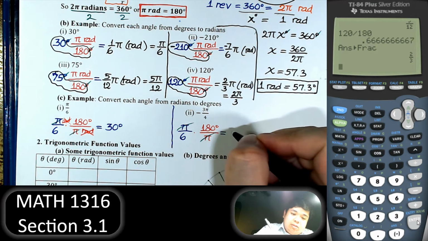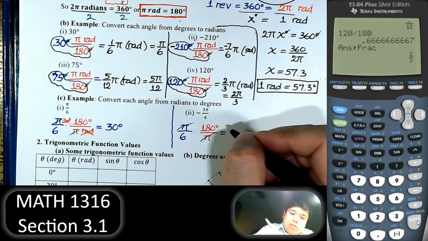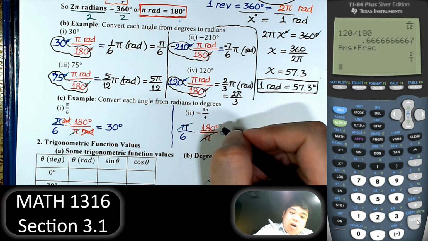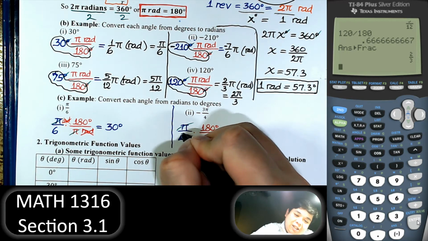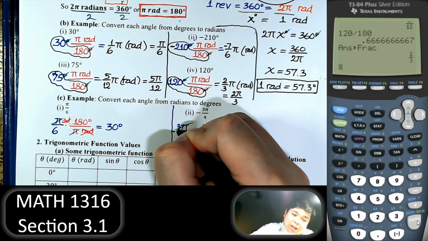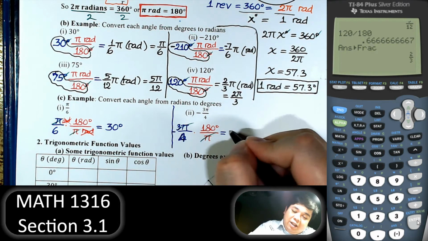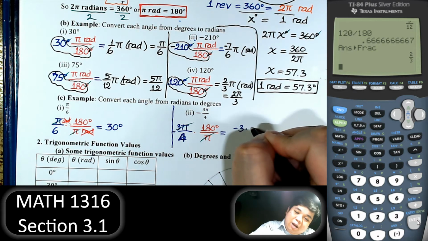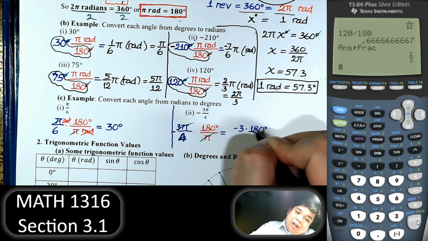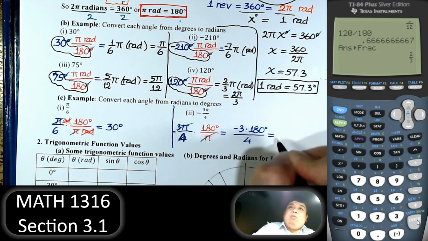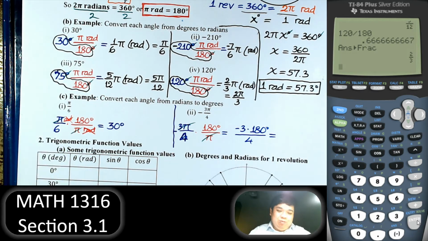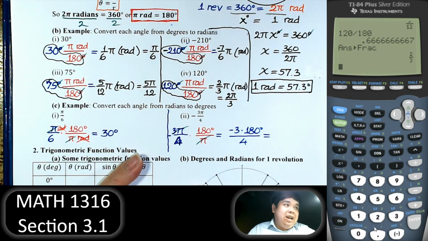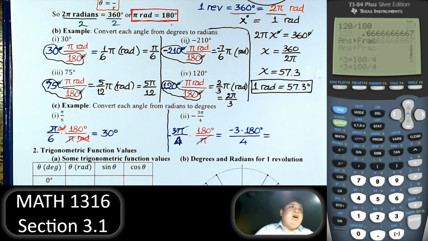Of course, I have to write the correct problem, right? -3. Yeah, so I have -3 times 180 divided by 4. Yeah, that is the correct problem. Sorry. Just copy that. Anyway, -3 times 180 divided by 4. So that is -135.